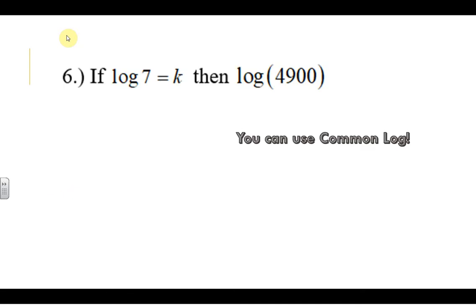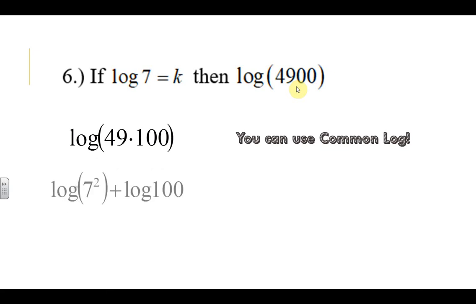If log 7 is k, then what is log of 4,900? In these types of problems, you can always use common log. Do you see how it's log 7, so you know that that's base 10? So we can use a log base 10. 7 and 49: 7 squared. And then 100. So we're on the right track. You would do 49 times 100.